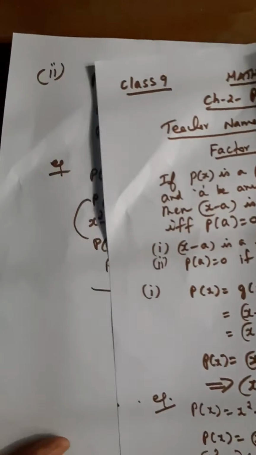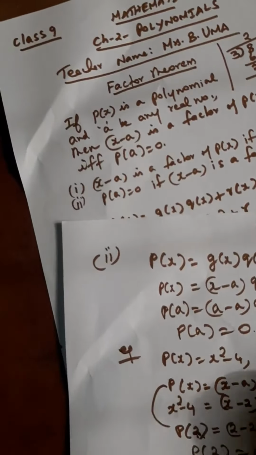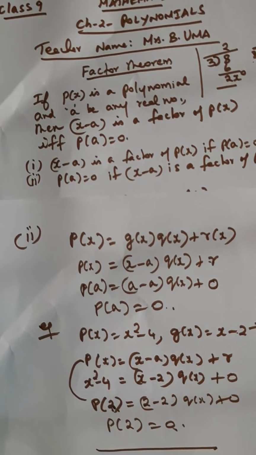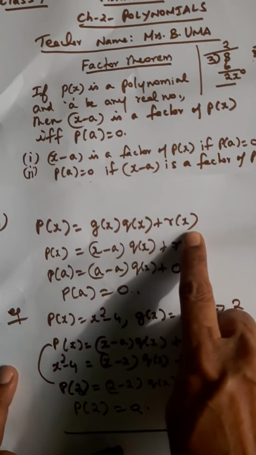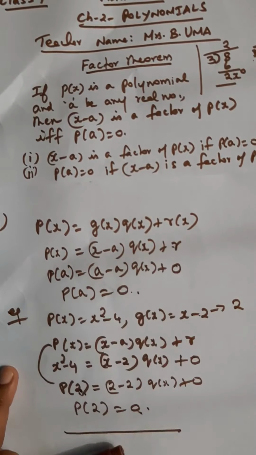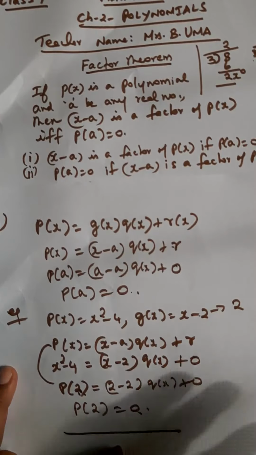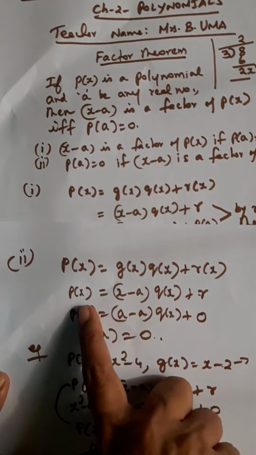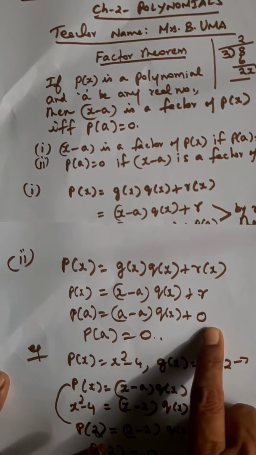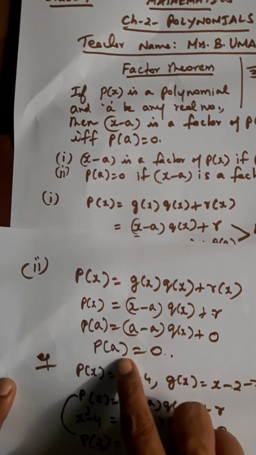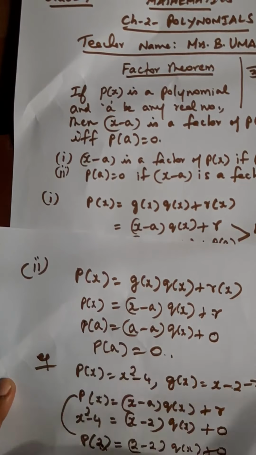Then coming to the second part. The second part is: given x minus a is a factor, we have to prove p of a equals 0. I took the division algorithm. Since the divisor has degree 1, the remainder's degree is 0, so the remainder is constant. Once it says x minus a is a factor, the remainder should automatically become 0. But we want to prove p of a equals 0. For x I substituted a wherever x appears, so I got p of a equal to 0.